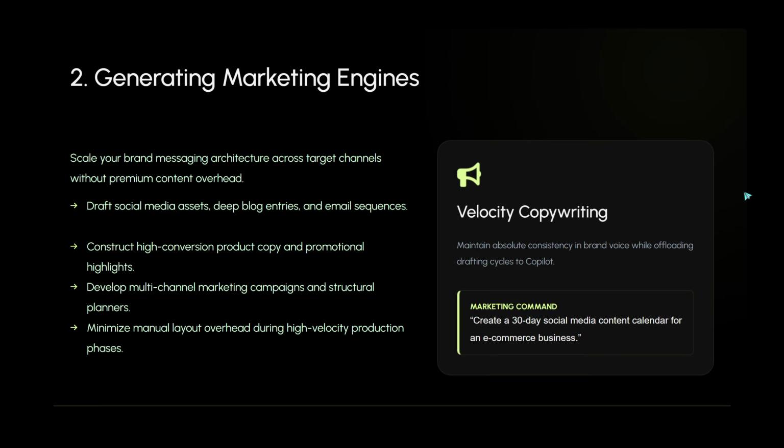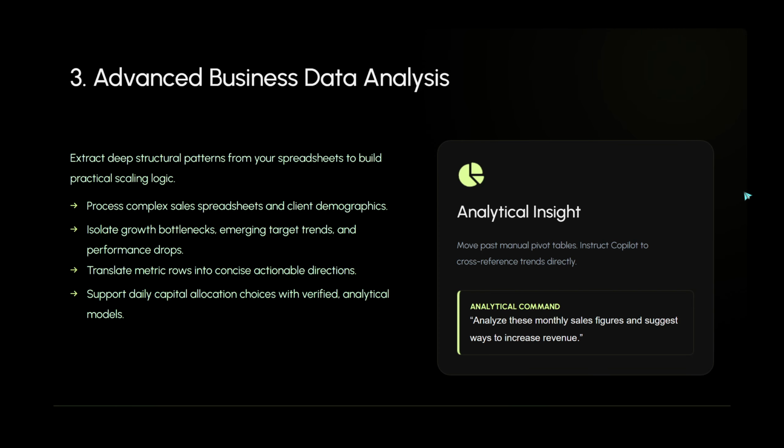Another valuable use is analyzing business data. Copilot can review sales reports and customer information, then summarize what matters most. It can help identify trends, spot opportunities, and highlight performance issues that may need attention. This is especially useful if you want faster insight without manually sorting through every detail. You can ask something like, "Analyze these monthly sales figures and suggest ways to increase revenue." The goal here is not to replace your judgment, but to give you clearer, faster insight to support smarter decisions.